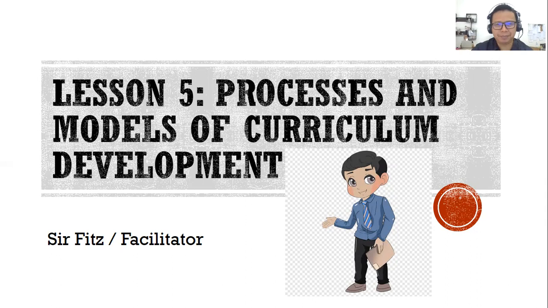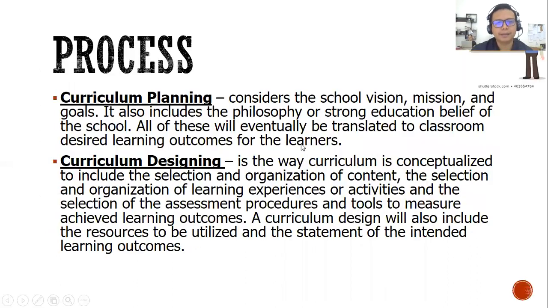So the first item in the curriculum process is curriculum planning. Curriculum planning considers the school vision, mission, and goal. In the bigger perspective, when we plan the curriculum, not the minuscule curriculum, but the entire curriculum of a university or of a school, we have to consider the VMGO. Our curriculum should be anchored on the school's vision, mission, and goals.